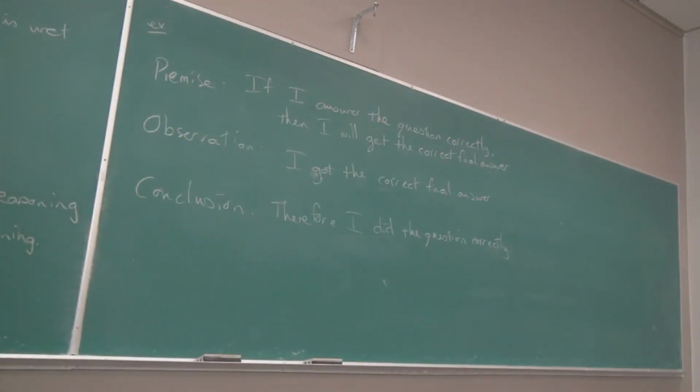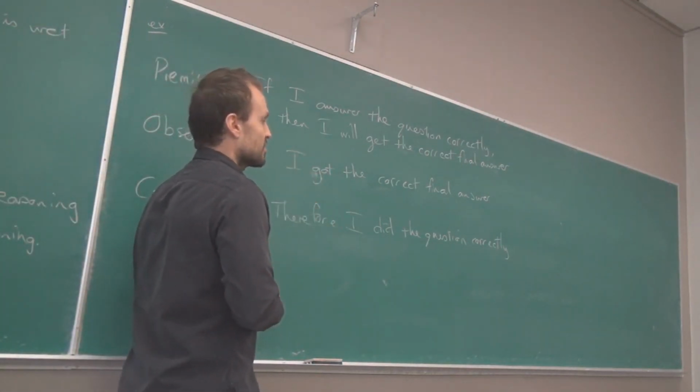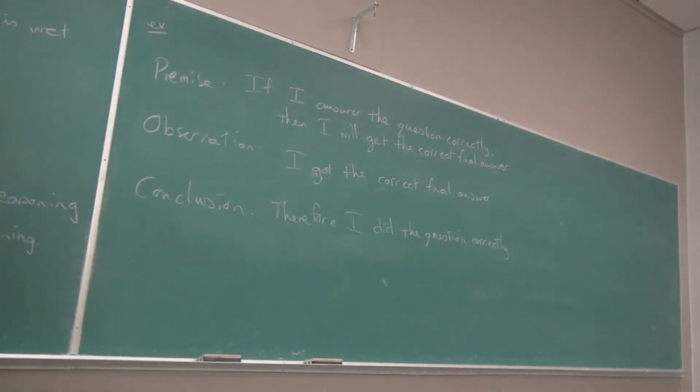But what form of reasoning is this? That's abductive reasoning, which is not a sound form of logical reasoning. Just because you get the final answer right doesn't mean you did everything correctly. You might have made a couple of mistakes and just happened to get the right number in the end. Doesn't mean it was correct.